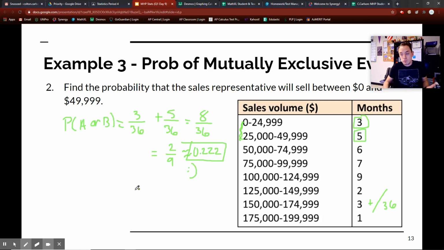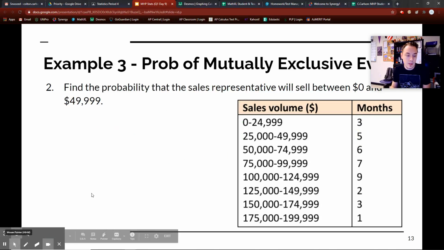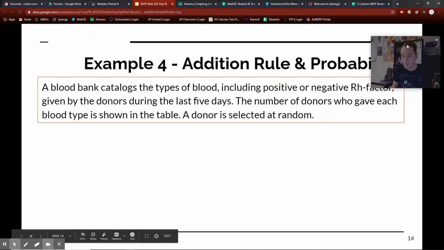So again, not that complicated, just kind of going through the motions. We have one more example left, and we have 4 parts of that example, and then we've completed the full notes. So let's get to it. I don't want to waste any more time. Example 4.